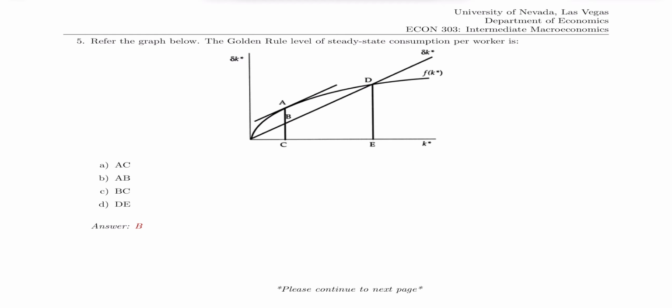Question number 5. This question is about the golden rule level of capital. At a steady state, consumption is lowercase c star equals a function of lowercase k star minus delta times lowercase k star. The golden rule level is where this vertical gap is the largest. Looking at the graph, that is segment AB. So the correct answer is B, AB.